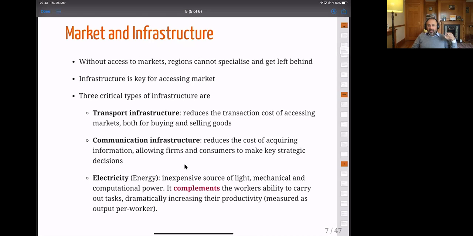capital more productive. It also makes labor more productive, because without electricity, you can only work in daylight. With electricity, you can work at night as well. With electricity, you can work when it's cold, because it provides heat, or when it's too hot, it could potentially provide a fan or air conditioning. So electricity complements both labor and capital, right? And we often find that electricity is quite key.